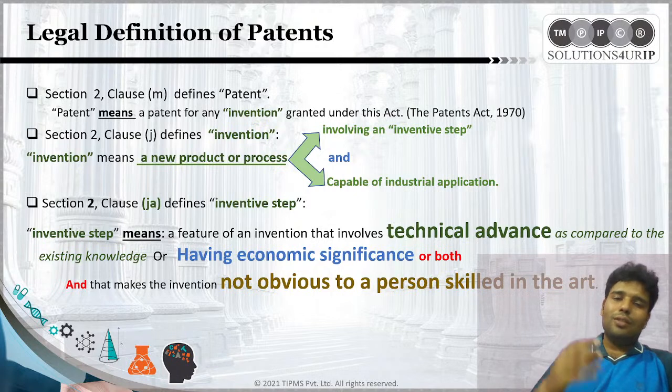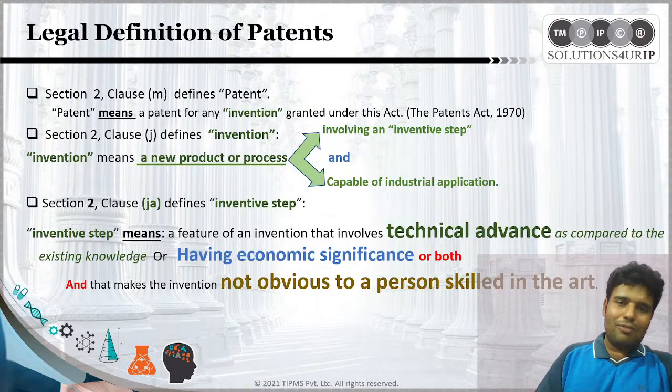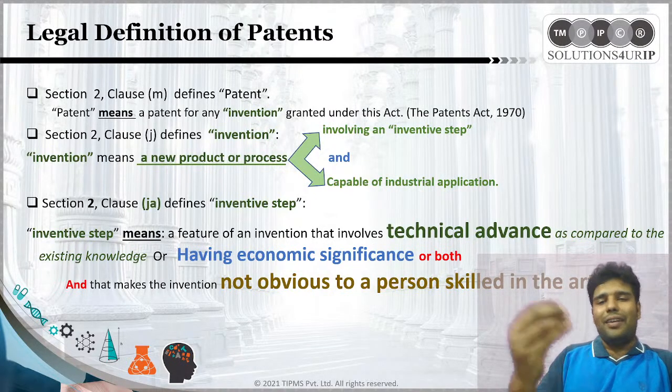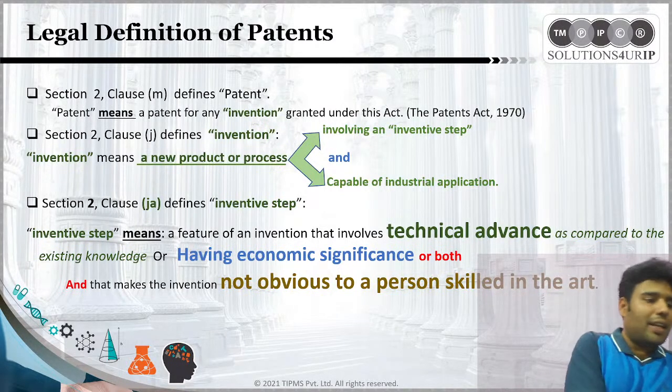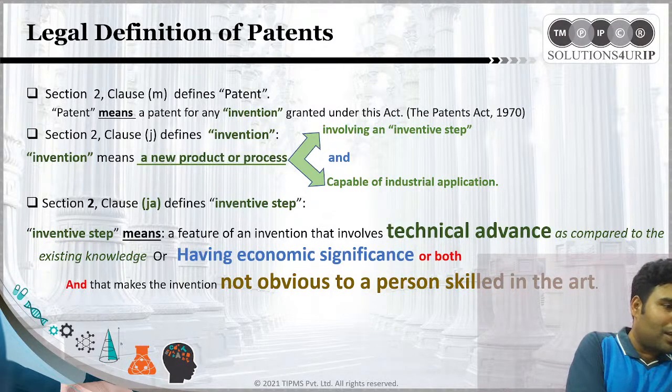Even if the question does not ask what a patent is, if in any of your answers you want to include the definition, just pour in your knowledge there. Refer to section 2 clause (m). I am writing in the chat box. You may not write 2 clause (m); you can simply write 2(m), like this.